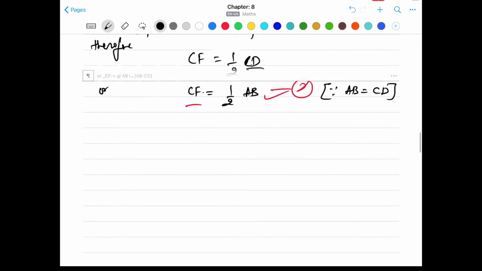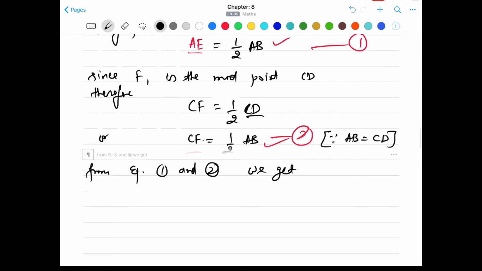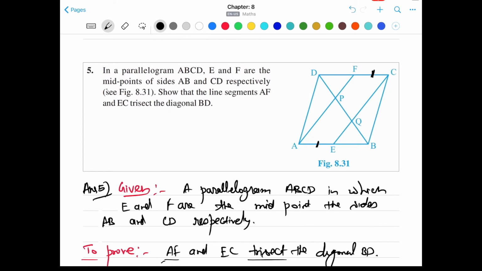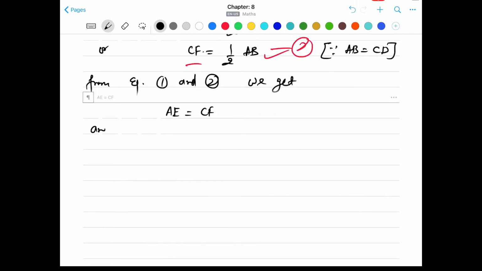Then from equations 1 and 2 we get that AE is equal to CF. So these two portions AE and CF are equal. And since they are also parts of the parallel lines AB and CD, they will also be parallel. AE will be parallel to CF because AB is parallel to CD. And AE and CF are parts of AB and CD respectively, so these two are also parallel. So what we got here is one pair of opposite sides equal and parallel, therefore we can say that the quadrilateral AECF is a parallelogram.